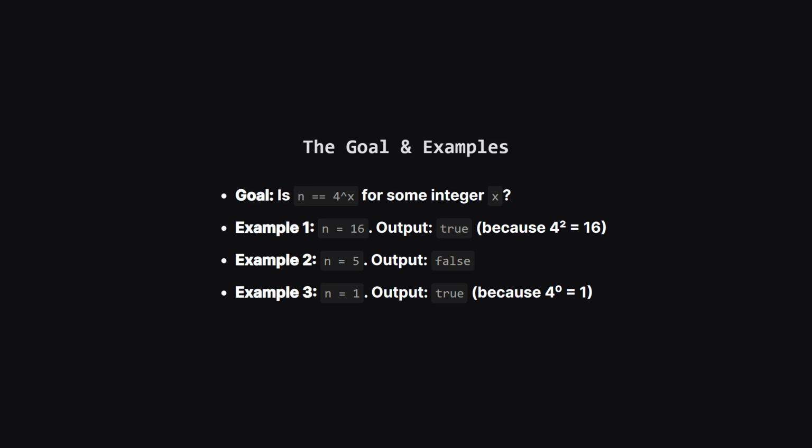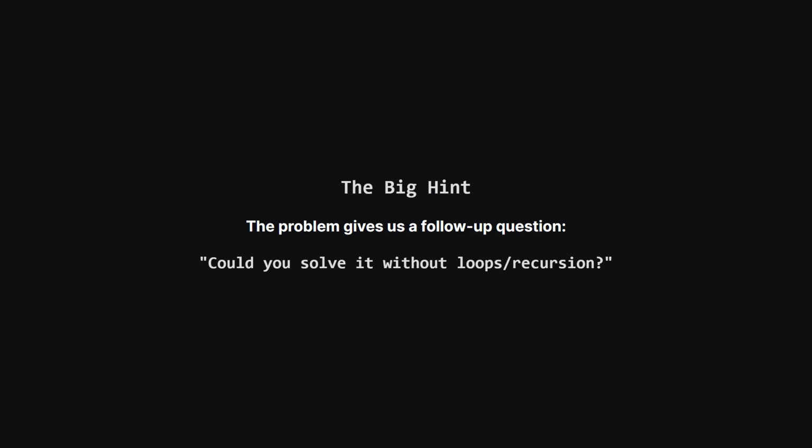Let's look at a few examples to make sure we understand. If the input is 16, the answer is true, since 4 squared is 16. If the input is 5, well, there's no integer power of 4 that equals 5, so that's false. And what about 1? That's true, because anything to the power of 0 is 1, so 4 to the power of 0 is 1.